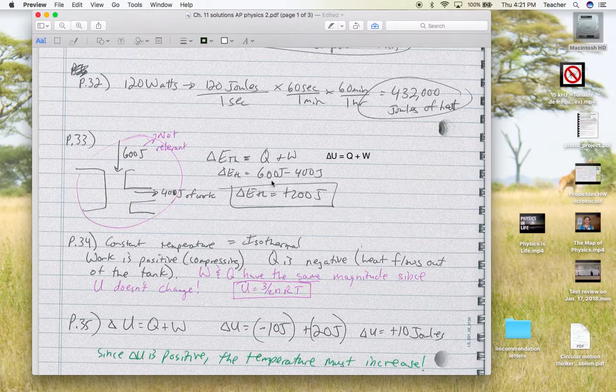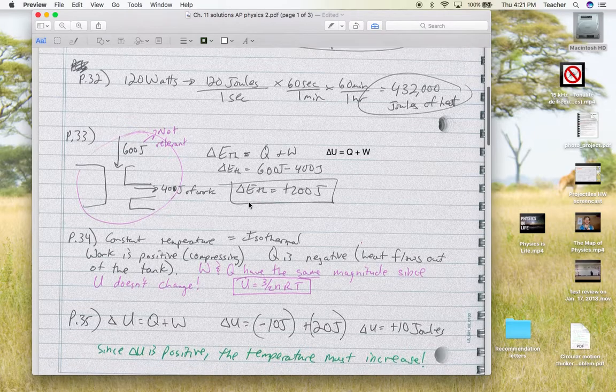I asked a question in class about this, whereas if you had 600 joules of work done by the system, what would be the change in temperature? And it's 0. Even though you have heat coming in, you're doing work. And if those two are equal, you have no change in internal energy, and therefore no change in temperature.